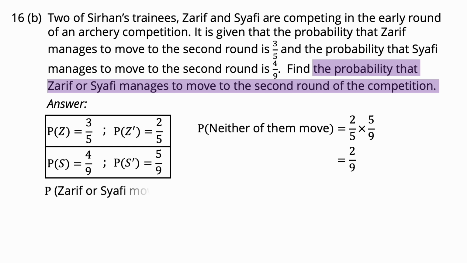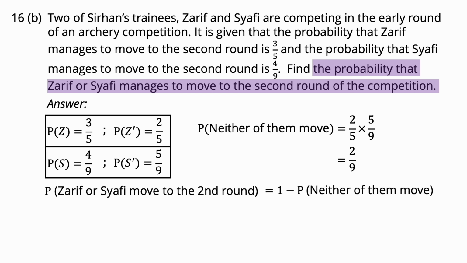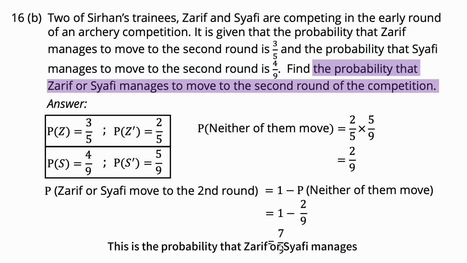So, the probability that Zarif or Shafi moves to the second round is 1 minus the probability that neither of them moves. 1 minus 2/9 equals 7/9. This is the probability that Zarif or Shafi manages to move to the second round of the competition.